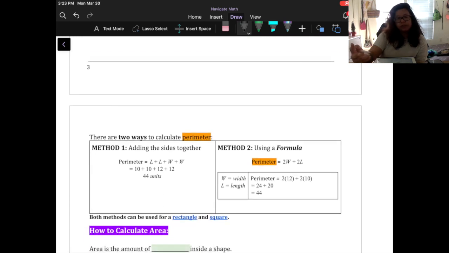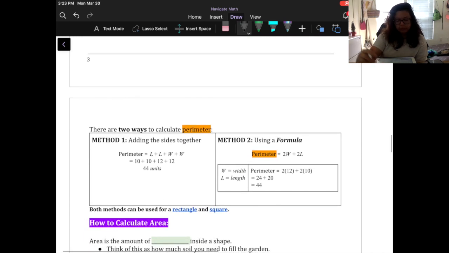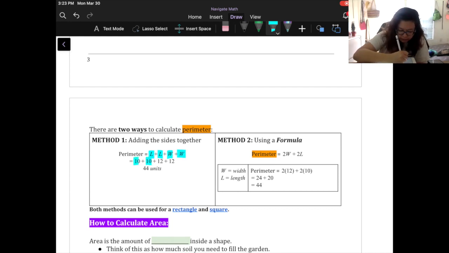So there's actually 2 ways to calculate the perimeter. Method 1 is by adding all the sides together. So in this case, we have length plus length plus width plus width. And I know that the length is 10, so I'm going to do 10 plus 10. And the width is 12 plus 12. So I have 10 plus 10 plus 12 plus 12, which if I add all these together, gives me 44 units. And I'm calling these units because I don't know if this was in inches or feet or meters. So I always just say units.